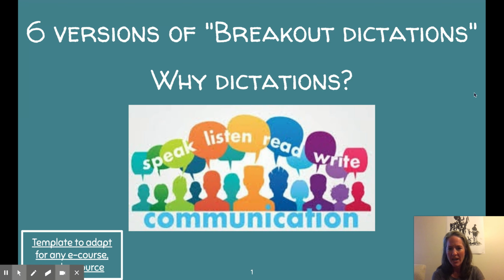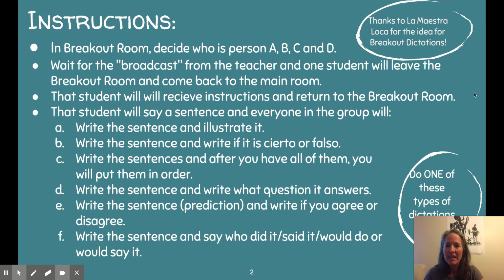So why dictations? You'll get students speaking, listening, reading, and writing. If you do running dictations, you're very familiar with this, but this is an adaptation for remote or for in-person. If you can't have students up and running around and talking really close to each other, you could do this on the computer. So these would be the instructions that you'd give to students in the breakout room.